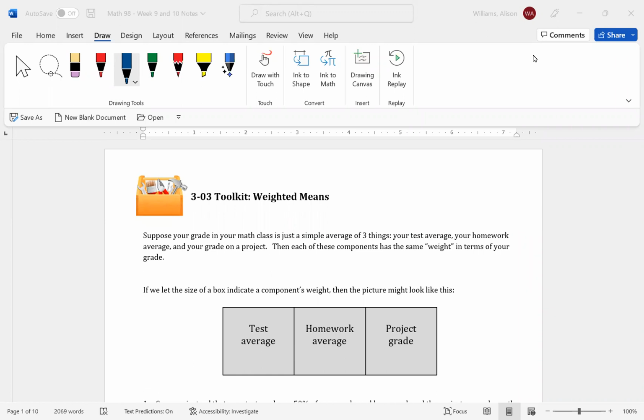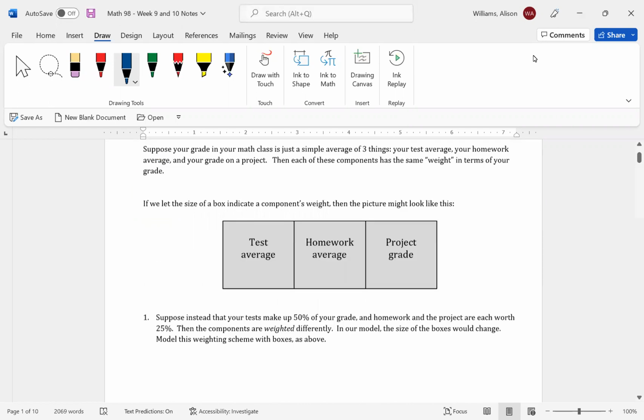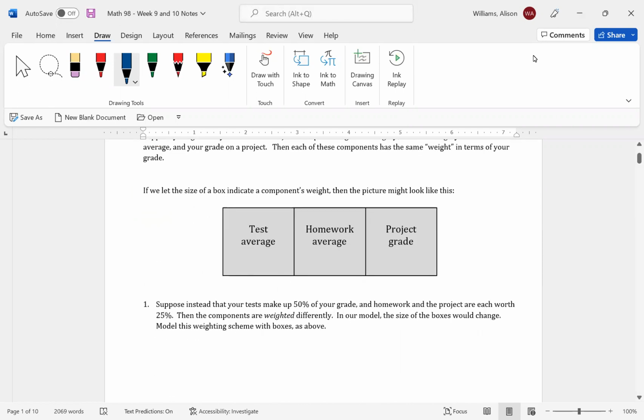Since we're saying that all the components have equal weight, they all share the exact same size in terms of your grade. But suppose instead that your tests make up 50% of your grade and your homework and project are each worth 25%. Then the components are weighted differently. So in our model, the size of the boxes would change.